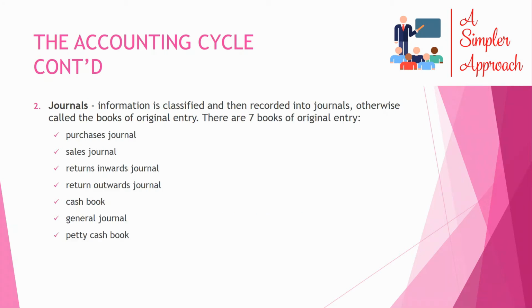Number 2, journals. All transactions are classified and then placed into a respective journal. There are 7 journals or books of original entry. You have the purchases journal, the sales journal, the returns inwards journal, the returns outwards journal, the cash book, the general journal, and the petty cash book. All these journals we will be looking at very soon.